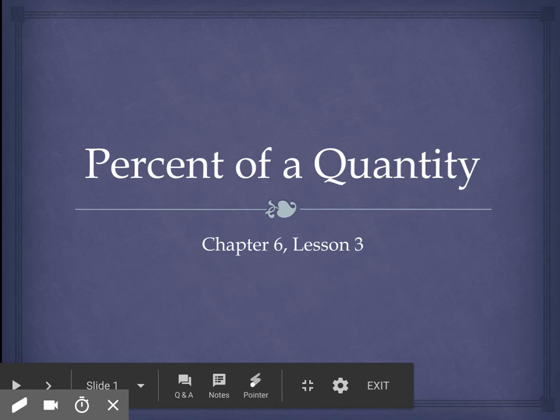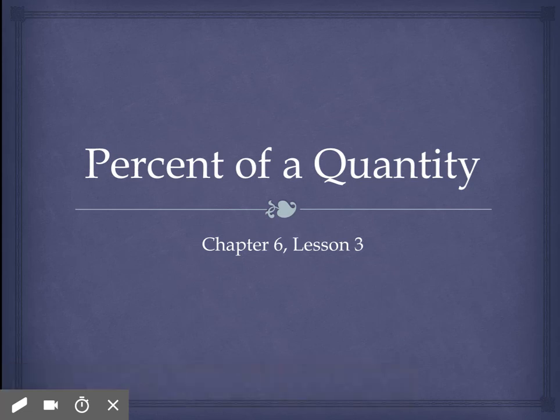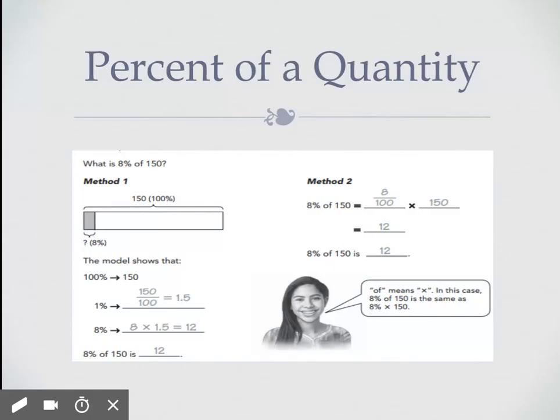Percent of a quantity, Chapter 6, Lesson 3. So to find percent of a quantity is like saying what percent of a number of something. So what percent of chairs had backs on them.